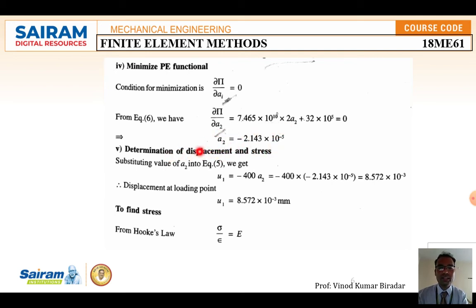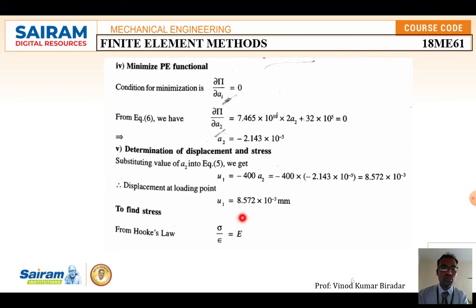How to calculate in the last step? Substitute this A2 value in the equation. U1 is nothing but the deflection at midpoint, so minus 400 A2. Substituting A2 here, you are going to get the displacement at the loading point. U1 is equal to 8.572 × 10^-3. This is the deflection at midpoint.